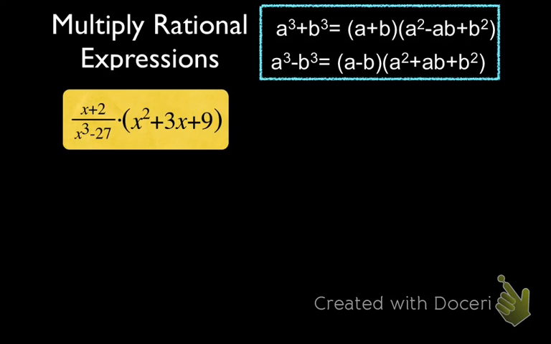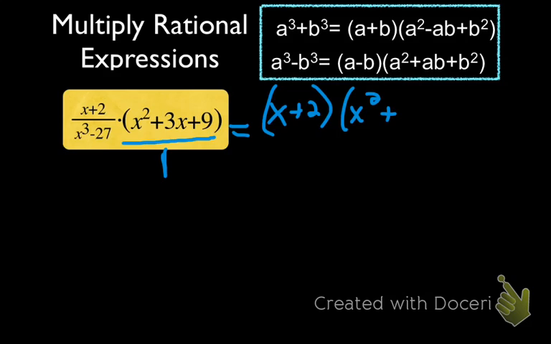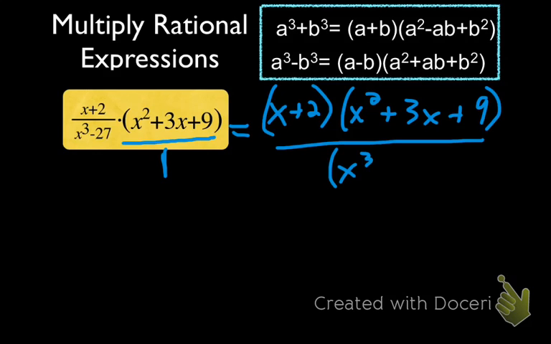So if I have this x squared plus 3x plus 9, I can put that over 1. That makes it a fraction. That's really handy because I can rewrite this then as x plus 2 times x squared plus 3x plus 9, that's the numerators, divided by whatever was on the bottom, x cubed minus 27.